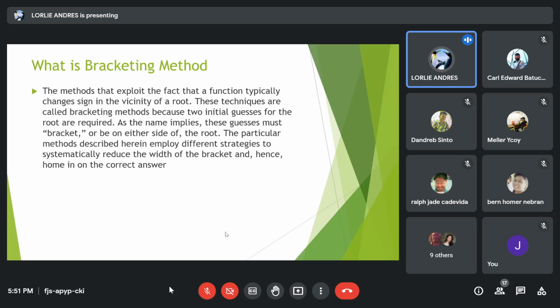The particular methods described herein employ different strategies to systematically reduce the width of the bracket and hence home in on the correct answer. So, in the bracketing method, we have what we call two initial guesses. These two initial guesses should be on either side of the root. For example, if this is the root on the graph, the initial guesses should be placed on either side of it, with the root value in between. So that is how we should choose the initial guesses.